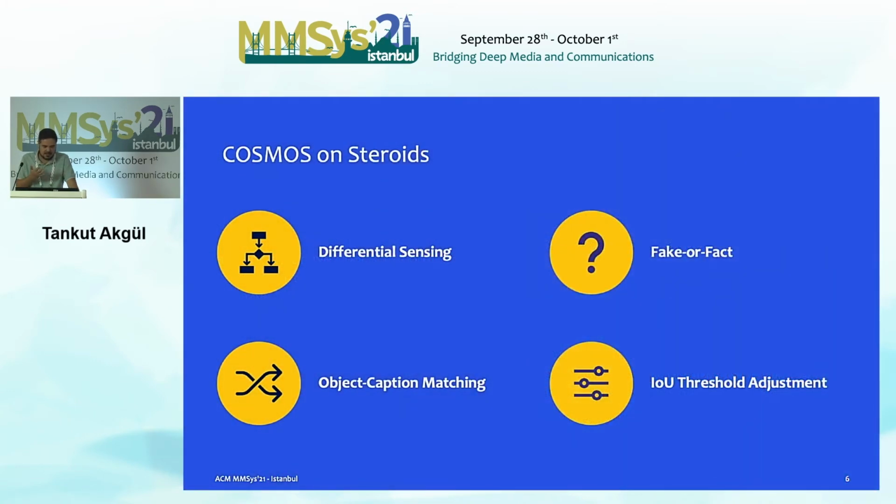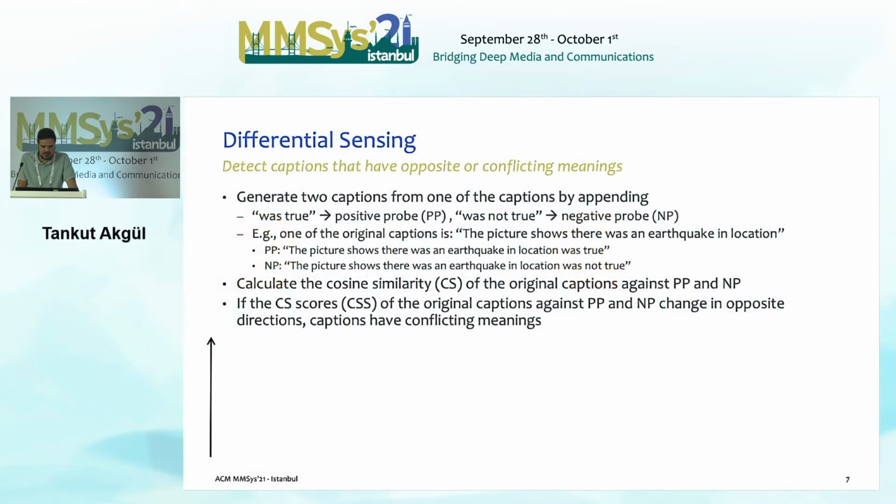So looking at these shortcomings, we have come up with four different methods. These are differential sensing, the fake or fact method, the object-caption matching improvement, and the IOU threshold adjustment. So let's look at these one by one.